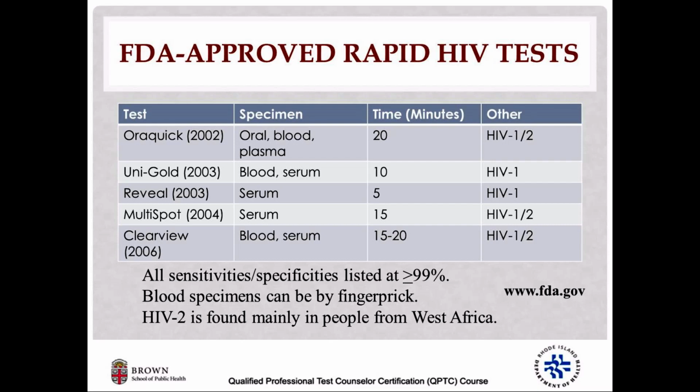These are all the FDA-approved rapid tests on the market. In this class, we'll be talking about the OraQuick by OraSure. It is important to note there's a number of other tests out there, and they are all accurate and work well and are all approved by the FDA.